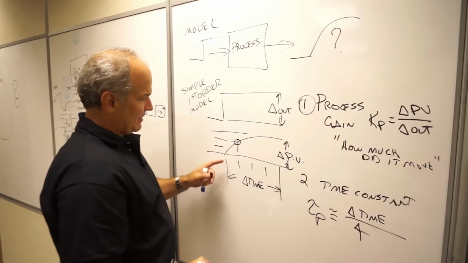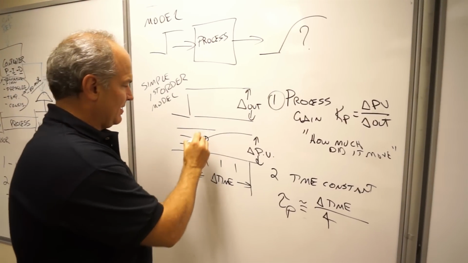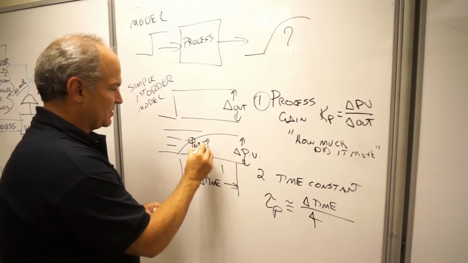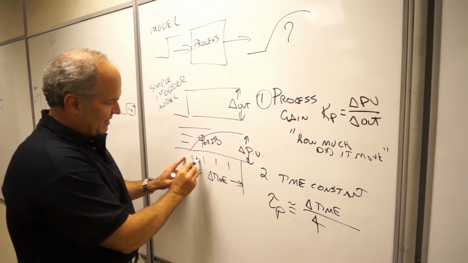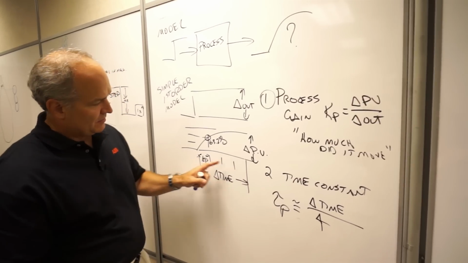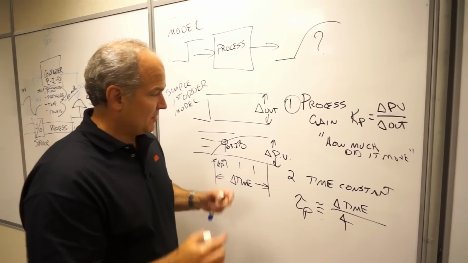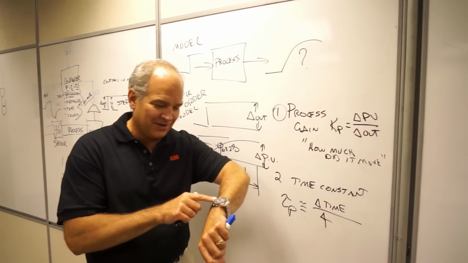Sure enough, right there it is. That's roughly 63.2% of where it's going to go. So how long did it take is one time constant. So 1, 2, 3, 4, you're pretty much there. So you can do this with a Timex, your watch.